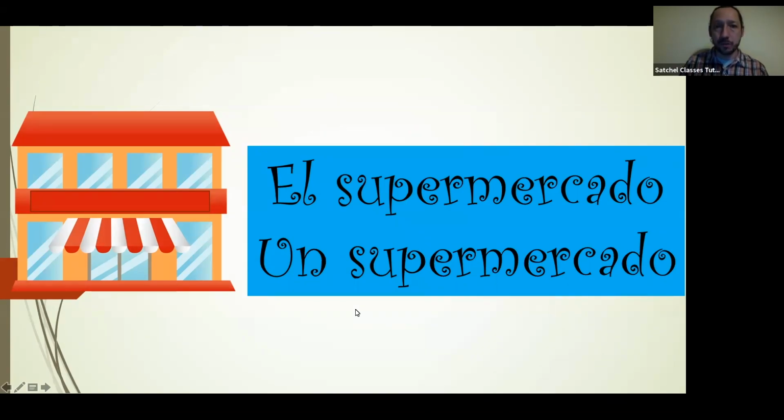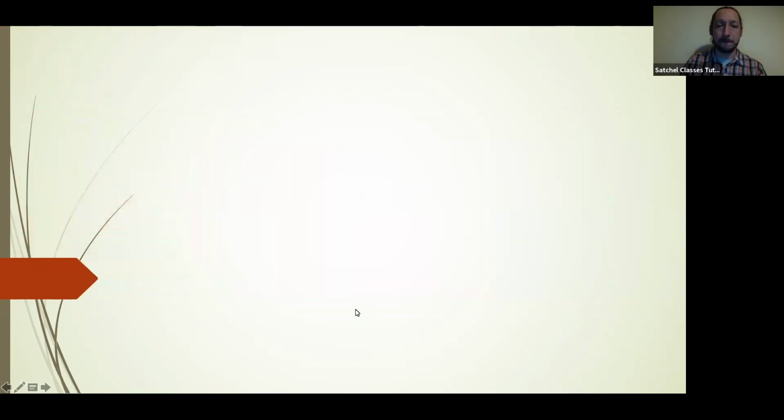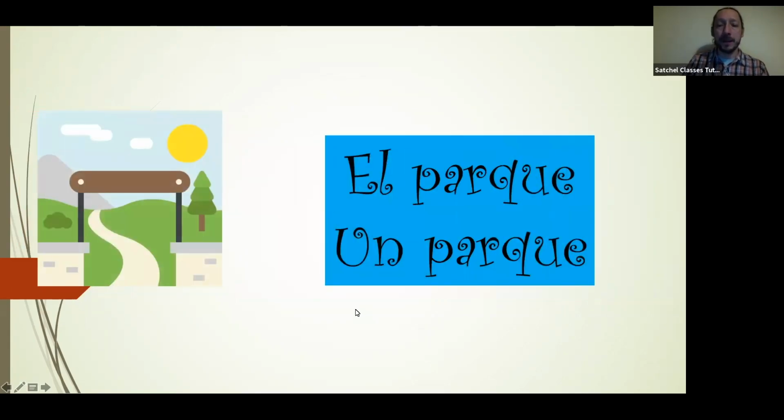Also take notice of those words that are masculine and those words that are feminine. And I'm using two different articles here. I'm using el and un. El is the supermarket in this case. Un supermercado, a supermarket. El parque, un parque.